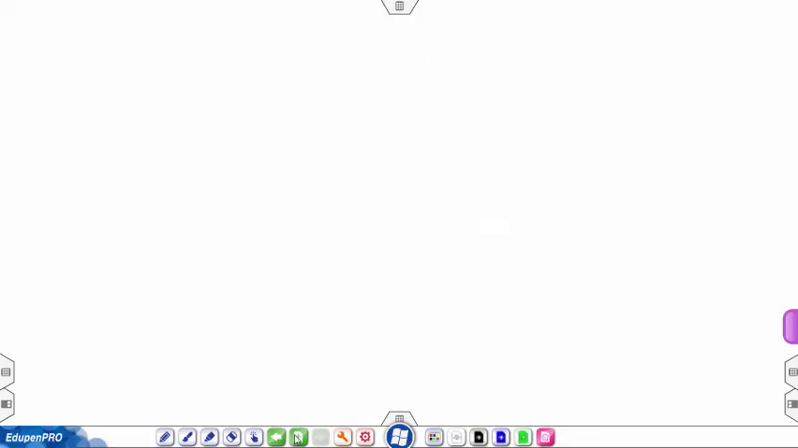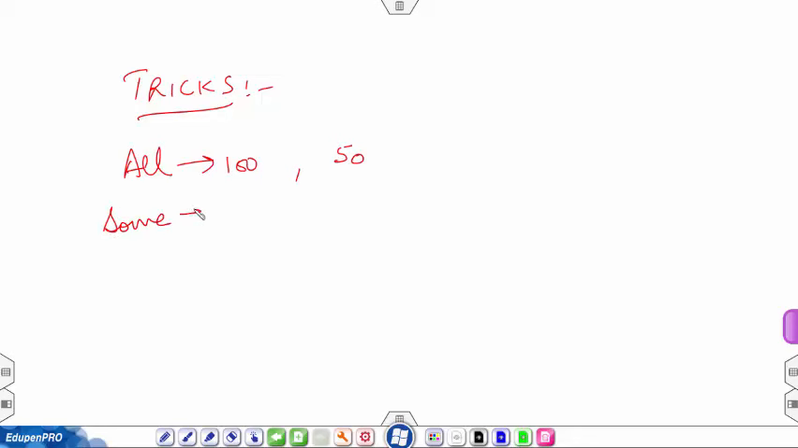Now I'll tell you some tricks, some shortcuts to attempt such questions. Whenever you have a statement which starts with all, mark the first word, give it a value of 100, and give the second word a value of 50. Some: give the first word a value of 50, and the second word a value of 50. You need to just devote some time to mugging up all these tricks, and once you mug up all these tricks, it will hardly take a minute to attempt 10 questions.